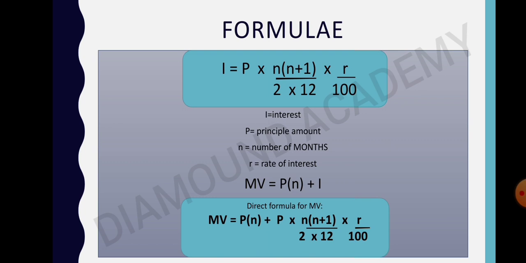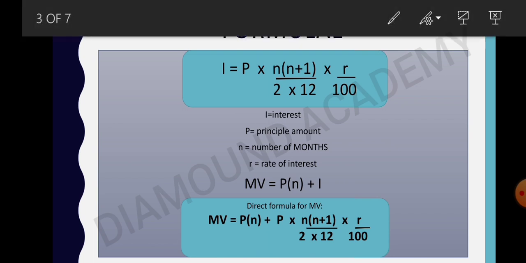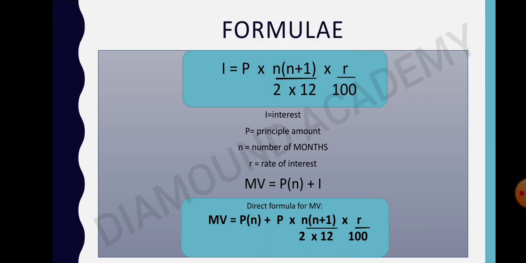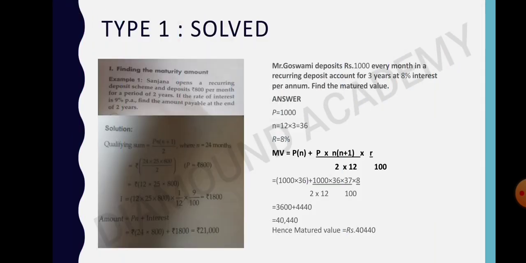And maturity value formula is P multiplied by N plus I, which we have calculated above. Sometimes we can use direct formula for maturity value. P into N, that is this part, and I, the interest, is the other part. This full interest which we have calculated here, that full formula can be substituted here and you can get your answer. Let us go on certain sums.